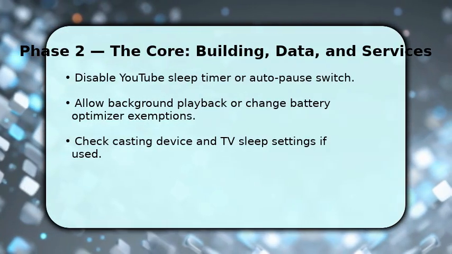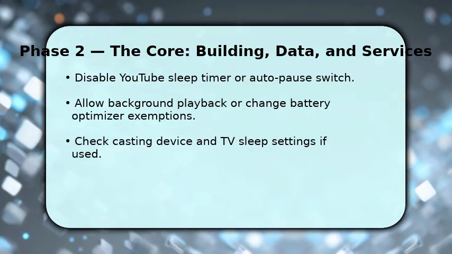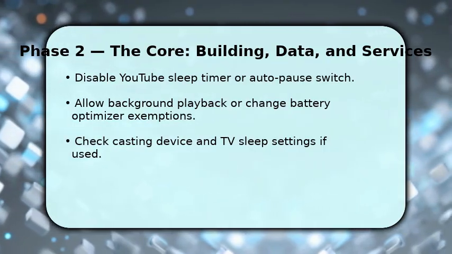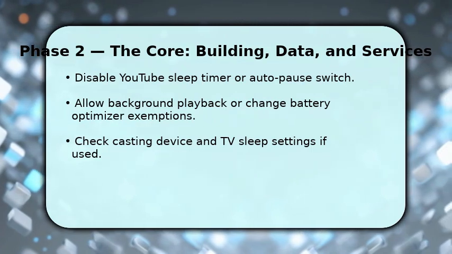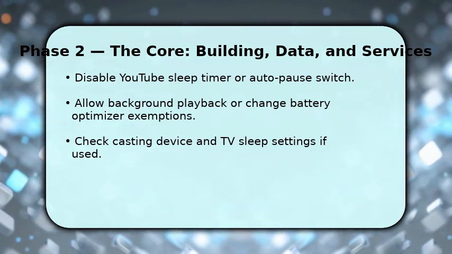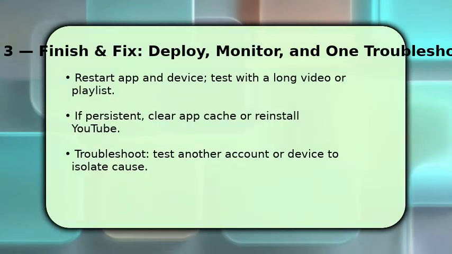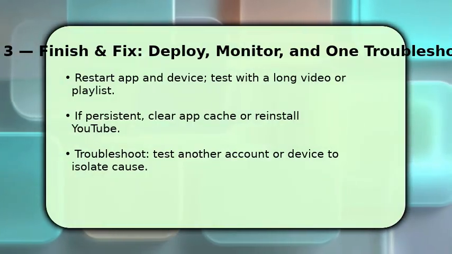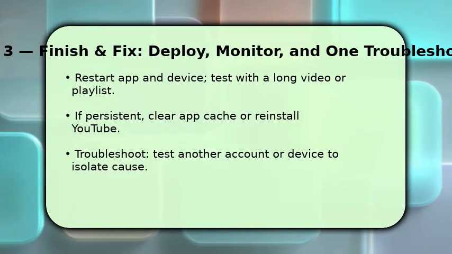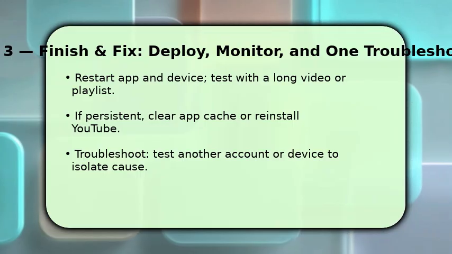Once done, restart the app to ensure changes take effect and to observe whether the previous idle interruption persists. Finish by restarting both the YouTube app and your device, then play a long video or a playlist to verify sleep no longer occurs. If the problem persists, clear the app cache or reinstall YouTube.